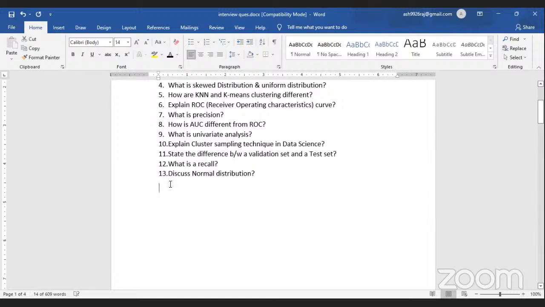Okay. So now move to our next question. While working on a data set, how can you select important variables? Please explain.